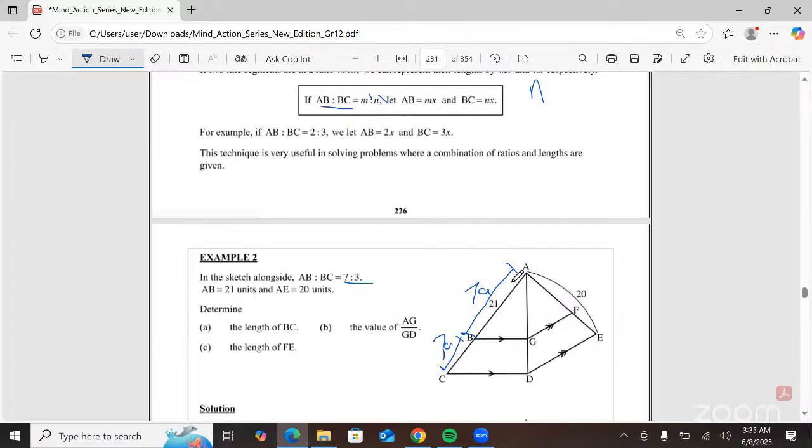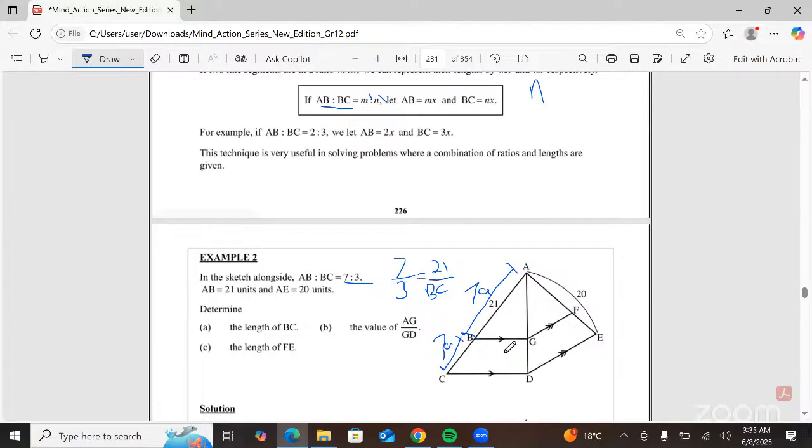Now, what do you think we are going to do to solve for the length of BC? I think we say 7/3 is equal to 21 over BC.